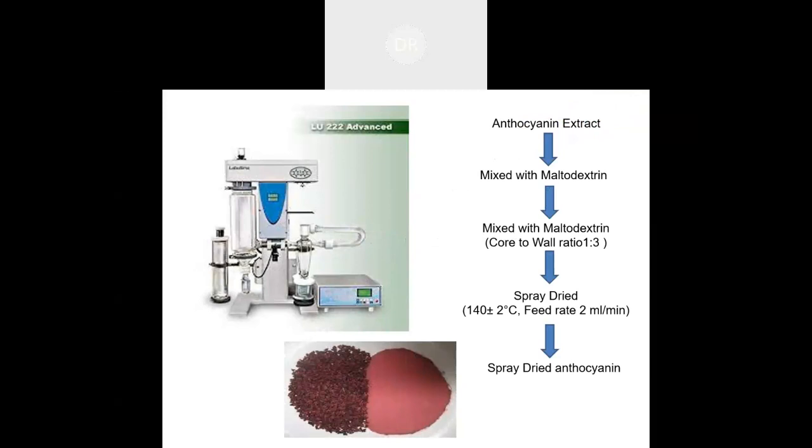The anthocyanin is extracted with acidified water, which is again purified, and this anthocyanin extract is mixed with maltodextrin. The maltodextrin to anthocyanin ratio is about 1 is to 3. Then spray drying is used. During the spray drying, 140 degrees centigrade is used, and the feed rate was 2 ml per minute. Then you will get the spray dried anthocyanin.